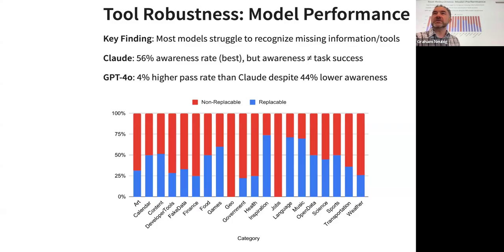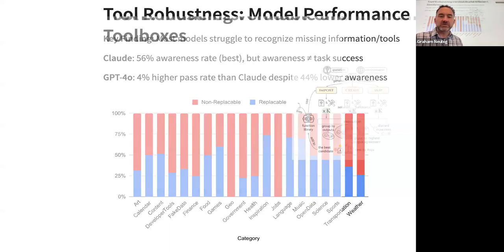Just because it could recognize that the tool was broken didn't necessarily mean that it would be able to fix it or figure it out. So basically, at least when we benchmarked the models about a year ago, this was a major issue.